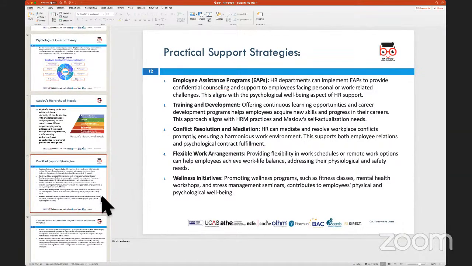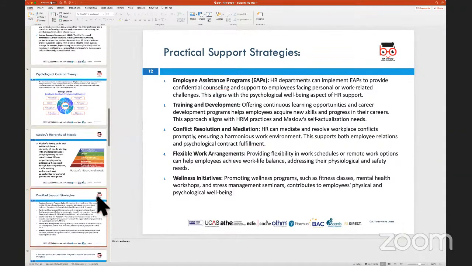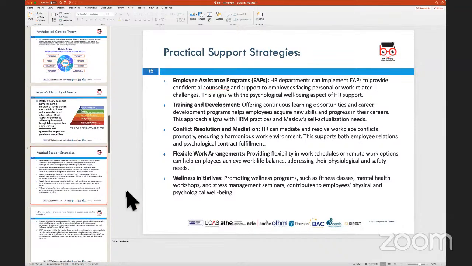Now, when we talk about practical support strategies where you would need HR support within the organization, sometimes we talk about training and development, we look at conflict resolution, mediation, we look at flexible work arrangements, we look at wellness initiatives. These are practical support strategies that HR will provide support on to all employees within the organization.